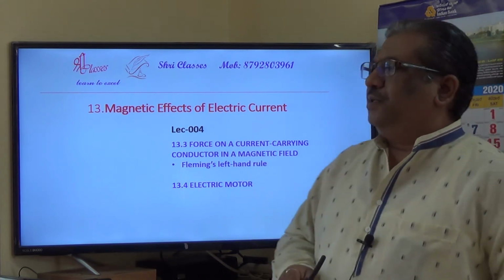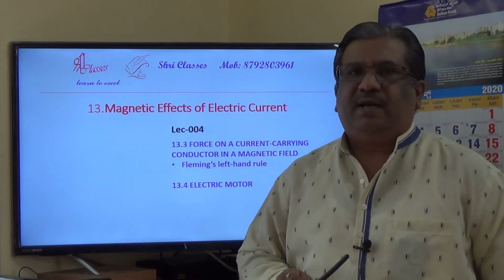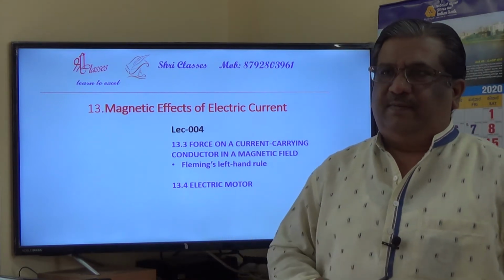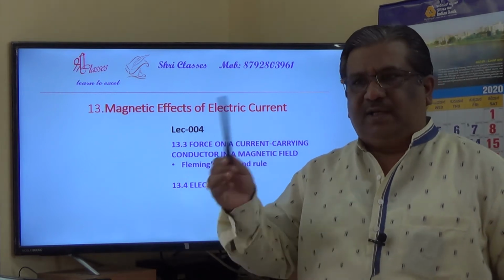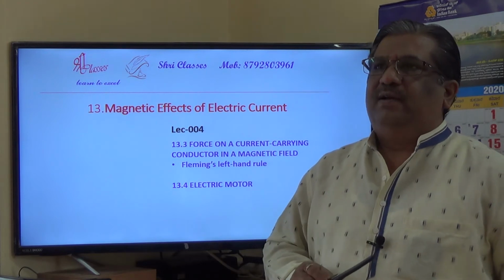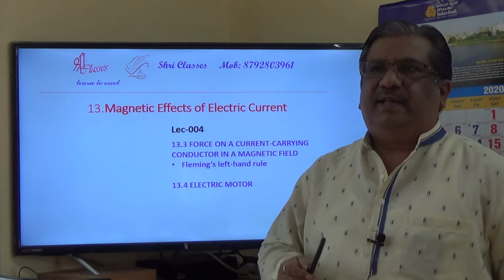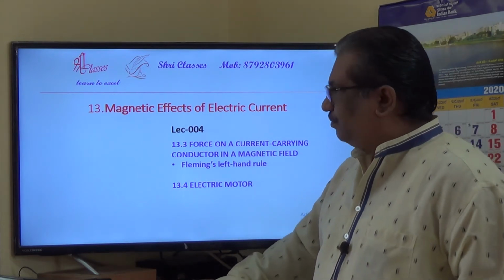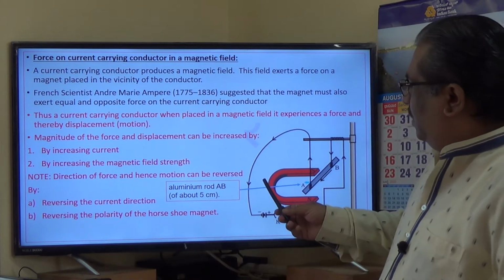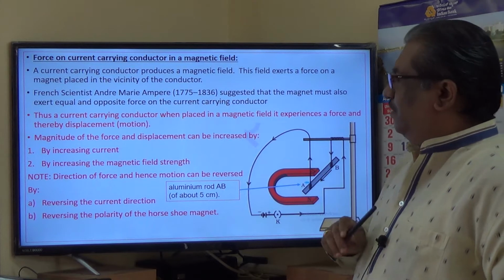So see here, in the Oersted experiment we saw a current carrying conductor produces a magnetic field. So if we keep that current carrying conductor in one more magnetic field, then it will experience a force and thereby a deflection, and that is what we are going to study now. See, force on a current carrying conductor in a magnetic field.